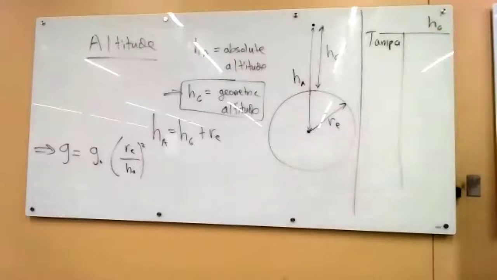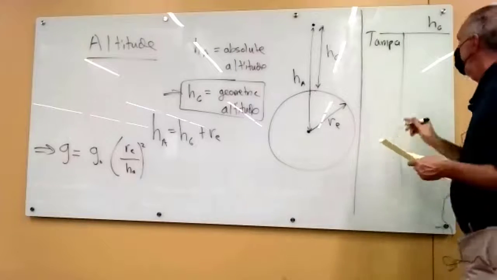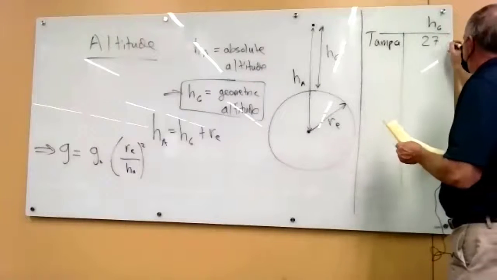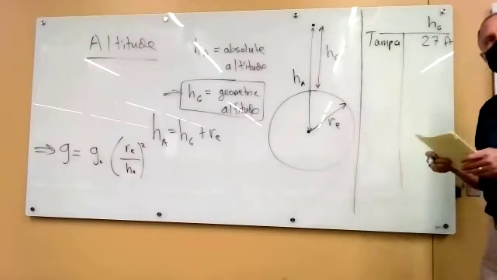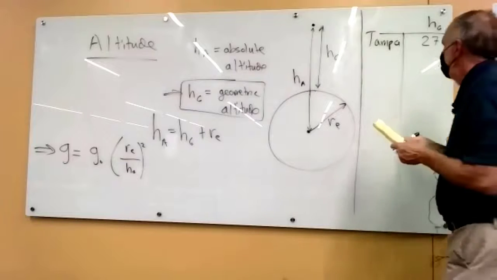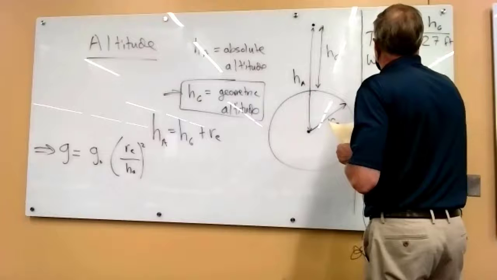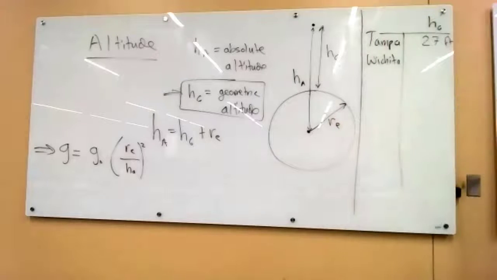So Tampa is pretty close to sea level, right? If you look up its altitude, it's 27 feet. Okay, makes sense. How about Wichita? 2,500 feet.